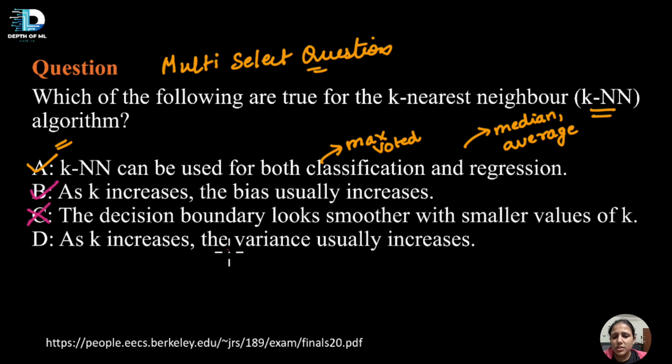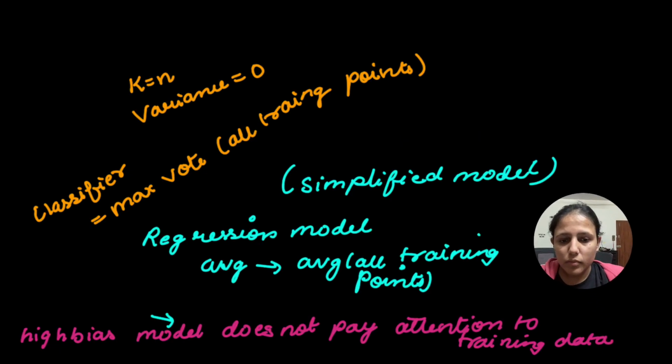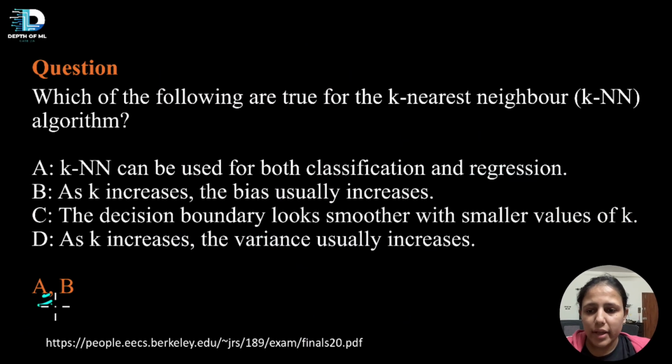As K increases, the variance usually increases. So this is also not true, because we just saw that when K becomes N, then variance becomes 0, because we just learned one value, a very simple function. So variance does not increase, right? So only A and B are correct in this. So the answers are A and B.